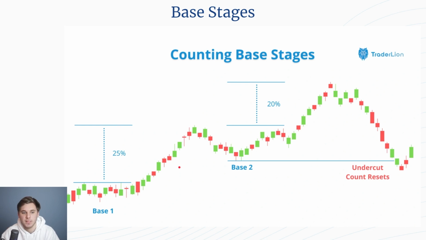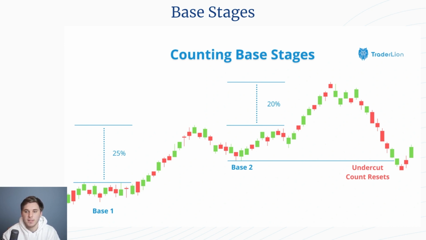So how do we count these bases? Well, the first stage base is obviously stage 1. Then when it moves up about 25% and forms another consolidation, that's a stage 2. And then for each time that it moves up 20% and forms another consolidation, that forms another stage base.